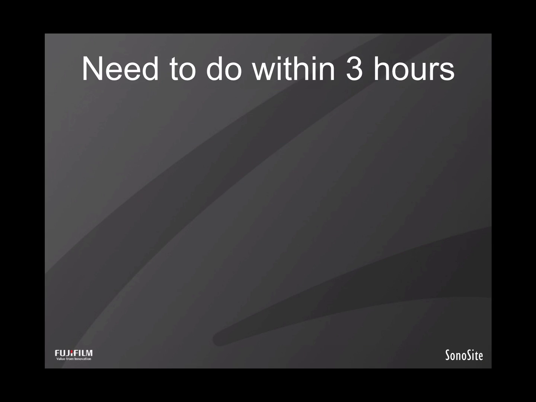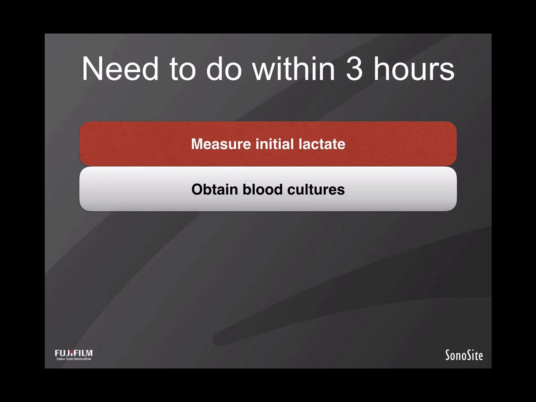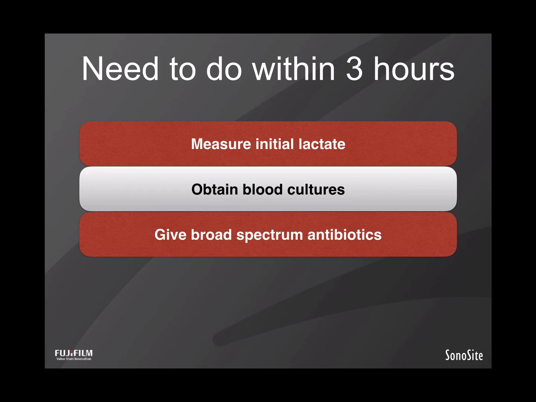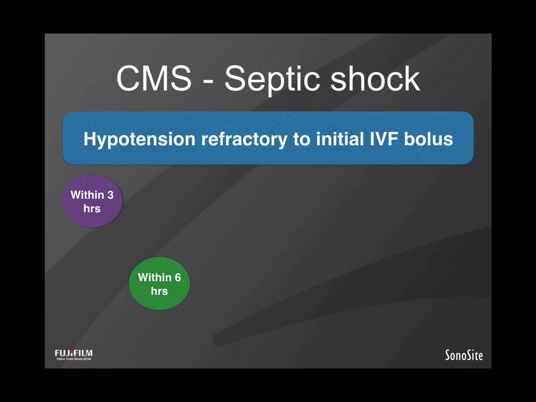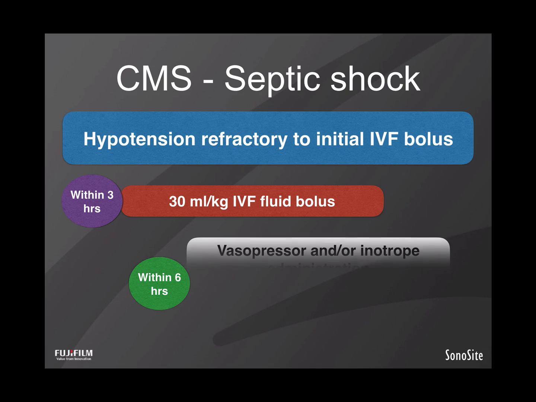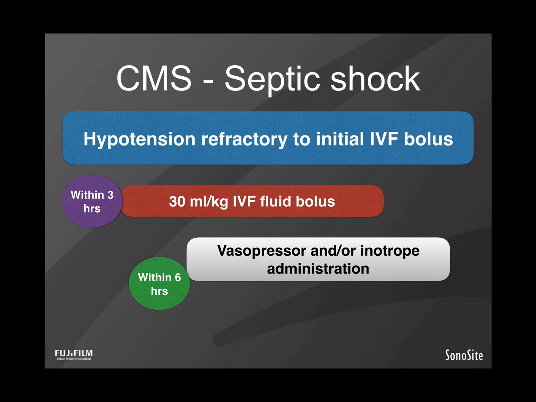So let's say you have someone with evidence of end organ dysfunction from sepsis. So what do you do? First thing you need to do within 3 hours is to measure the lactate, to obtain blood cultures, to give broad spectrum antibiotics, and if they're hypotensive or the lactate is greater than 4, suggesting cryptogenic shock, they need a 30 cc's per kilogram crystalloid bolus. For the average 70 kilogram patient, we're talking about 2 to 3 liters. Now, if their hypotension is refractory to the fluid bolus, this triggers the septic shock clock. Now you have 6 hours from the time that starts to give fluids or to start inotropic or vasopressor medication.